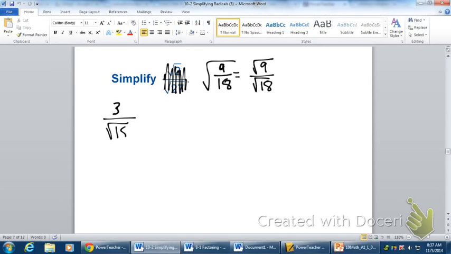I just had to write our new question right there. Okay, now, we've tackled our numerator of the square root of 9. All that is 3. Now let's handle our denominator, the square root of 18.